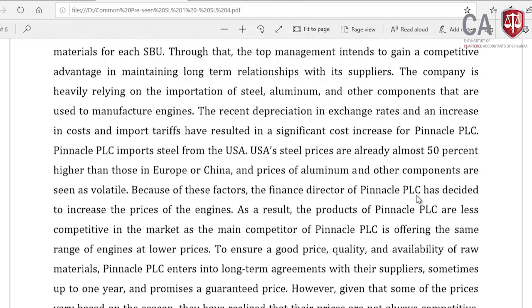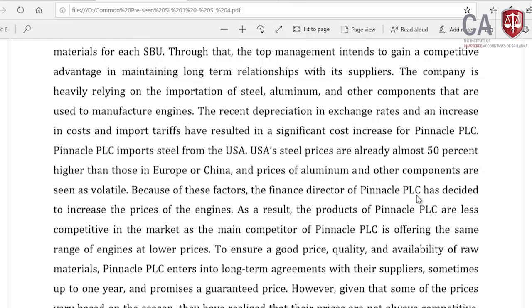So, we are more quality conscious, so our cost is high compared to our competitors. Now, we have taken a decision to increase the price to match this variation in the world market.